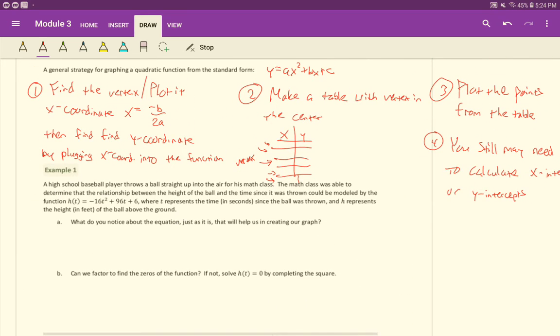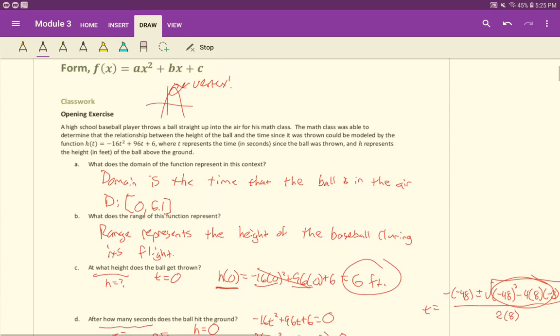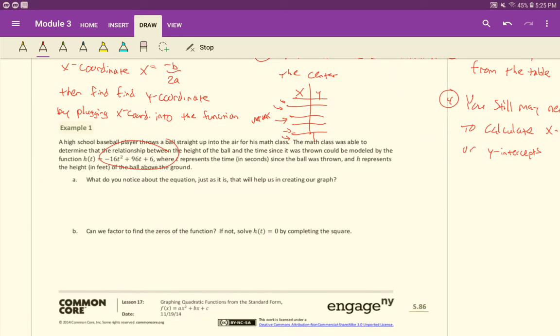A high school baseball player throws a ball straight up in the air. Hey, this sounds familiar. The math class was able to determine that it could be modeled by negative 16t squared plus 96t plus 6. Good gracious, this is the exact same equation, isn't it? It is. Wow. So what do you notice about the equation just as it is, that will help us in creating our graph?